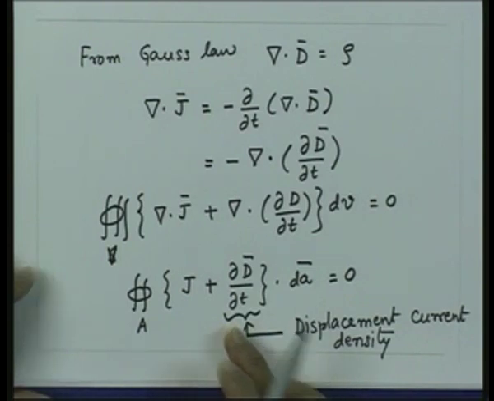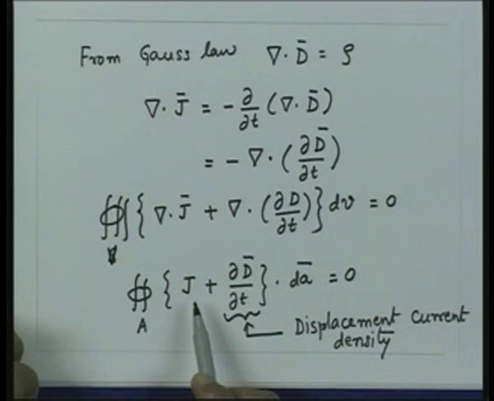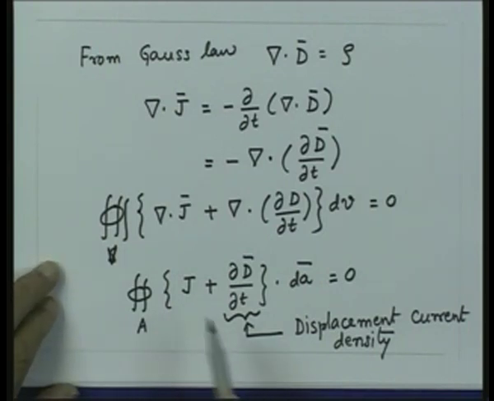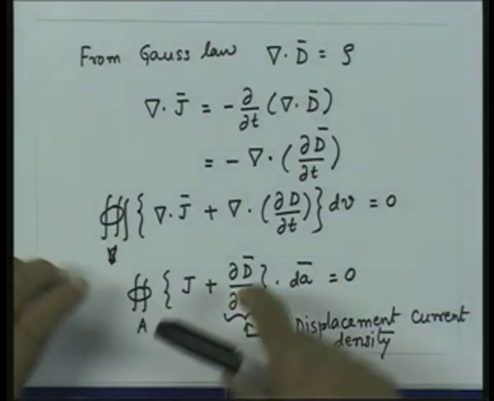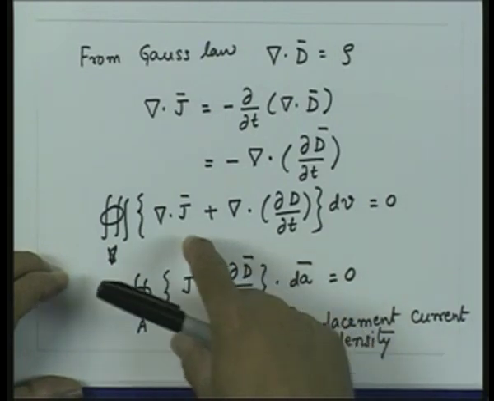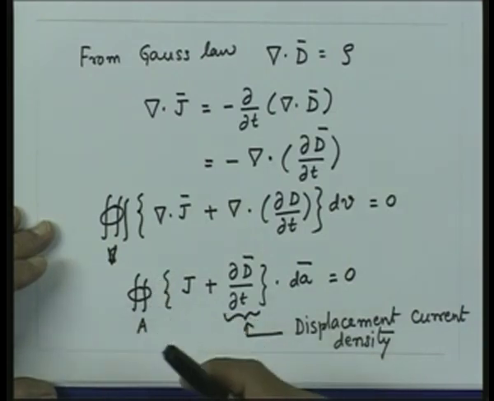Once we say that, the net current we are talking about is not only the conduction current, but the conduction current plus the displacement current. Maxwell said that if you incorporate this term appropriately in defining the total current, then Ampere's law can be modified to say that the magnetomotive force around a closed loop is equal to the total current enclosed by that loop, which includes the conduction current as well as the displacement current.